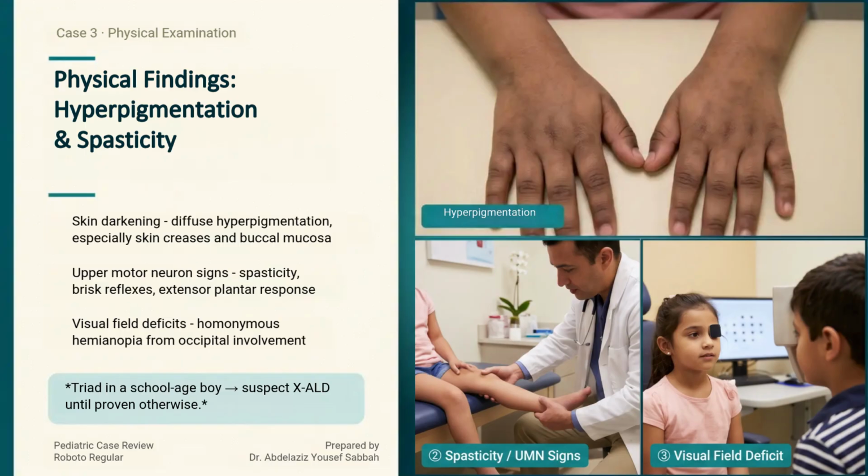The correct answer is option A, hyperpigmentation, spastic gait, and behavioral regression. This triad reflects the 3 core domains of the disease. The skin darkening is a diffuse hyperpigmentation, especially noticeable in the skin creases and the lining of the mouth, and it reflects the underlying adrenal insufficiency. The upper motor neuron signs include spasticity, brisk reflexes, and an extensor plantar response. Visual field deficits, such as a homonymous hemianopia, arise from involvement of the occipital region. When you see this triad in a school-aged boy, you should suspect X-linked adrenoleukodystrophy until proven otherwise.